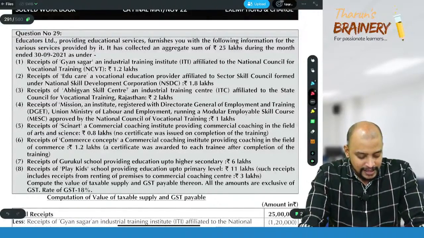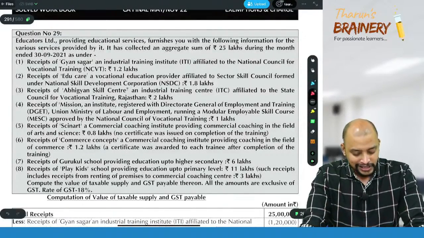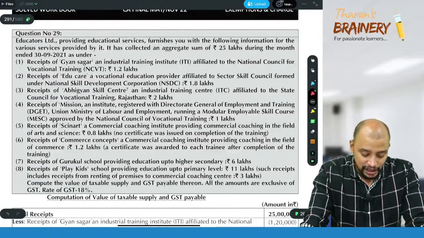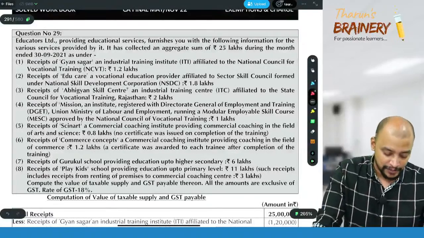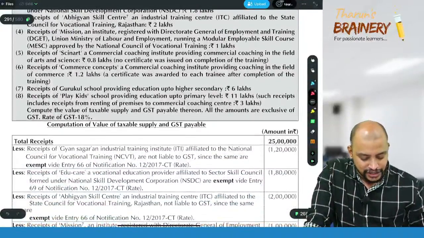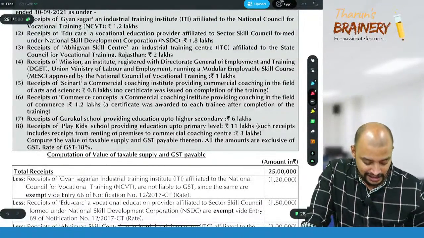Receipts of Skynart, a commercial coaching institute providing commercial coaching in the field of arts and science, 0.8 lakhs. No certificate was issued on completion of the training, taxable. Commercial coaching and training institutes are taxable. Then receipts of Commerce Concepts, a commercial coaching institute, taxable. Whether they give certificate or they are not giving certificate, irrelevant.